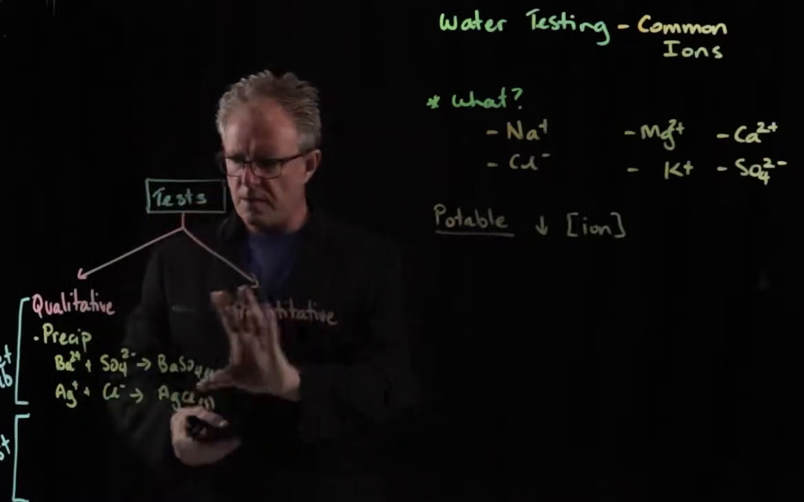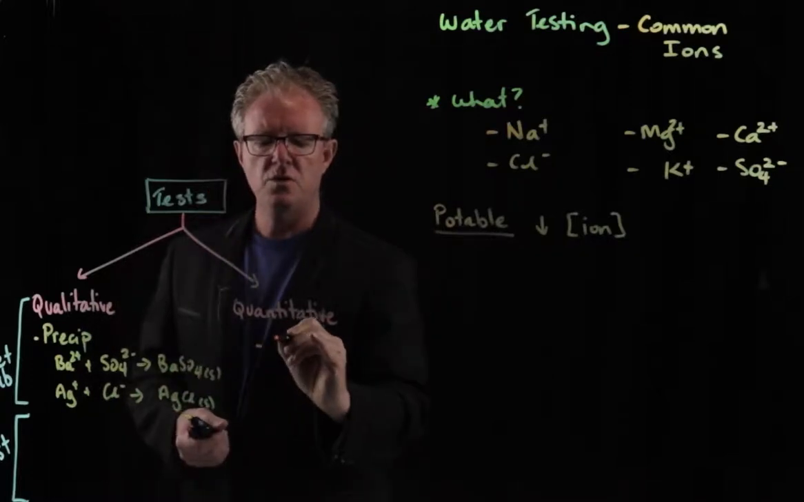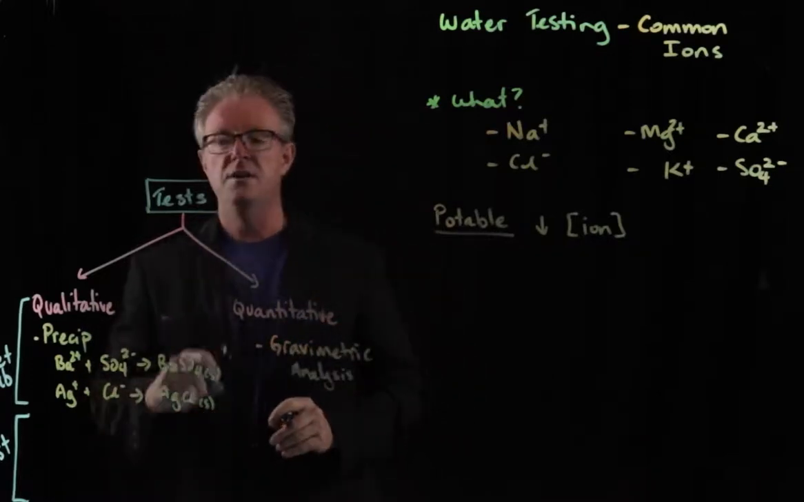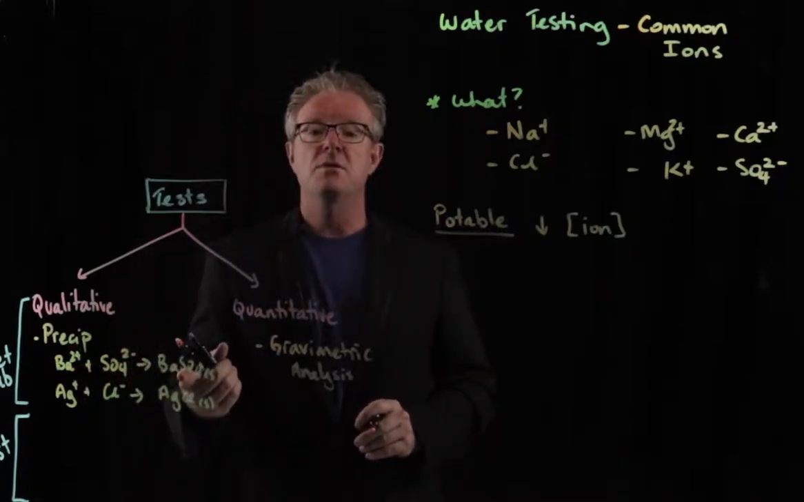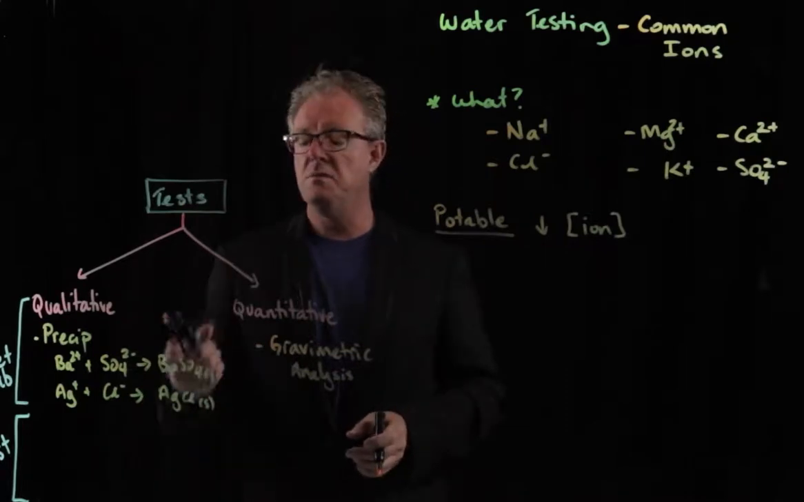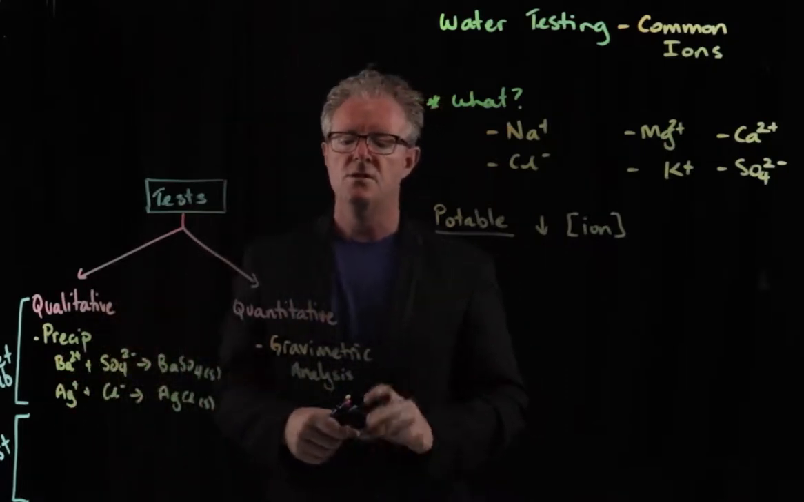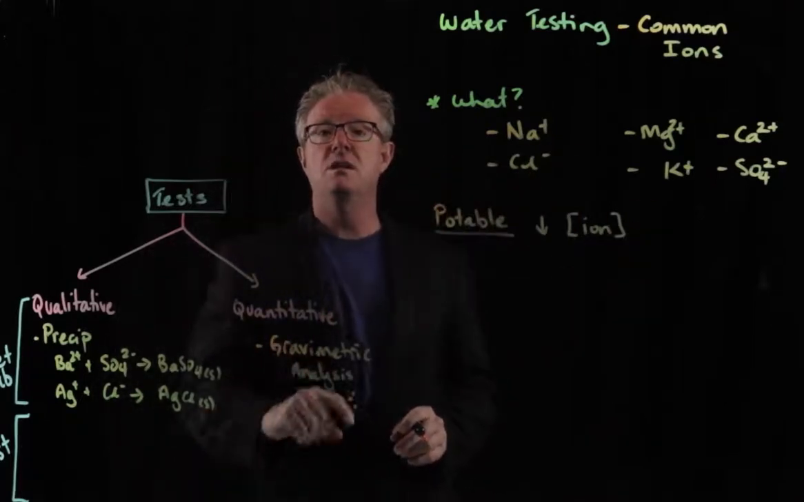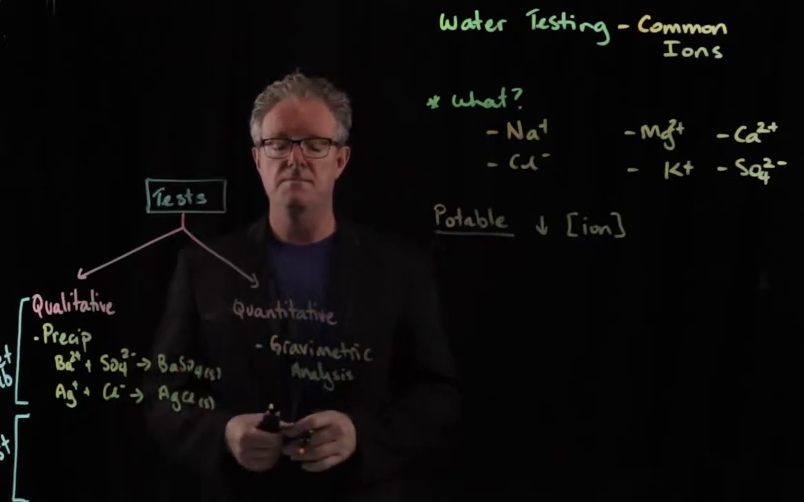When we talk about wet lab methods for quantitative analysis, we can do gravimetric analysis. We can add our barium, then measure our barium sulfate gravimetrically and determine the amount of sulfate in the water sample. Same for silver, etc. We're going to be looking at some water tests in future videos, and we can see that gravimetric analysis is used to determine some features of water.